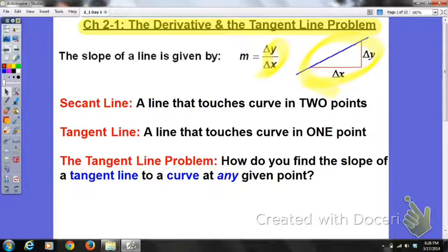Here is a visual representation of slope. Change in y, change in x. A secant line is a line that touches a curve in 2 points. A tangent line is a line that touches a curve in 1 point. The tangent line problem, which we said was one of the main reasons why we need calculus, is how do you find the slope of a tangent line to a curve at any given point?